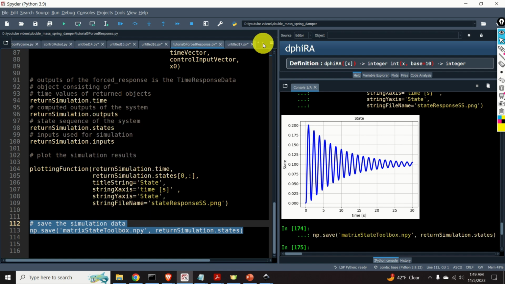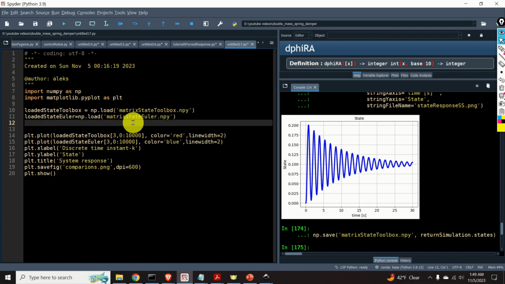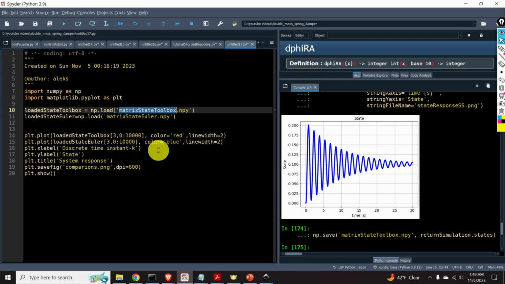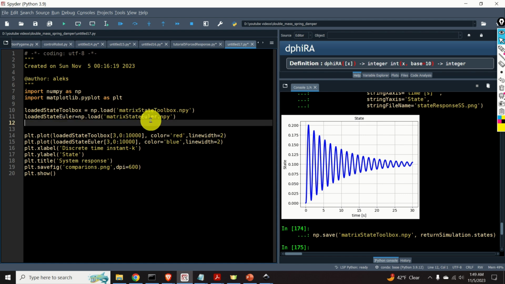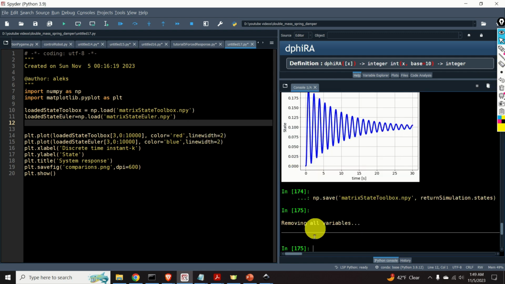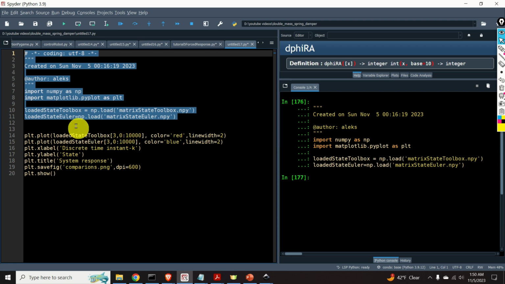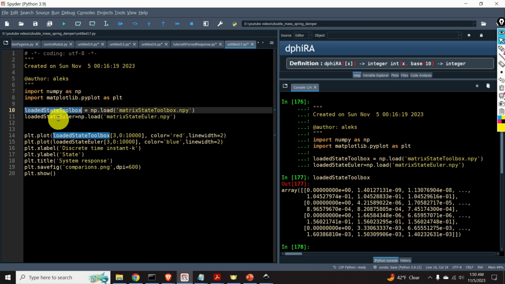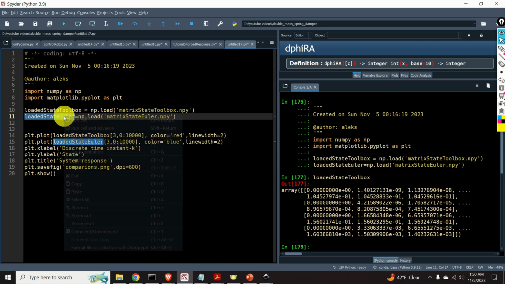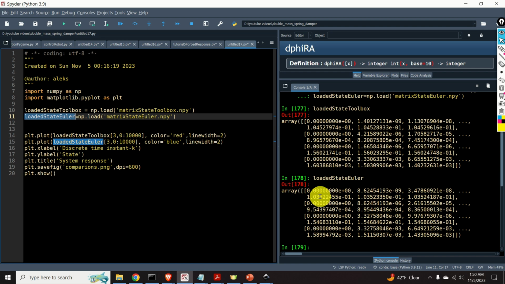Cool. Now, over here in this script, I will compare two simulation results. I saved two files. This file actually contains the state sequence matrix obtained by simulating the system by using the control systems library, and this file contains the state sequence matrix obtained by simulating the dynamics by using the backward Euler method. But before I do that, let me just erase everything from my workspace, and I will clear my workspace. And let's load these variables. Here they are. Here's the state sequence obtained by using the control systems toolbox, and here's the state sequence obtained by using the backward Euler method.